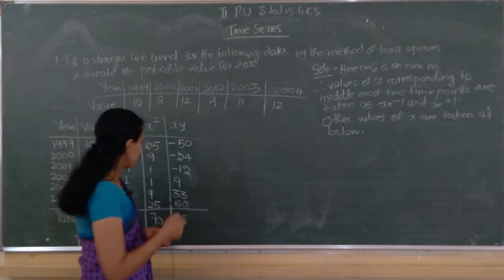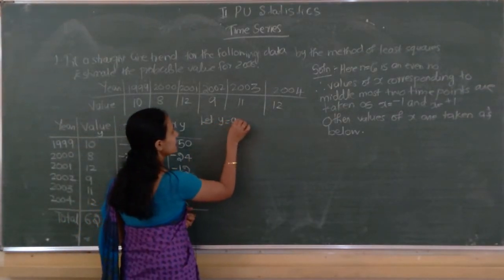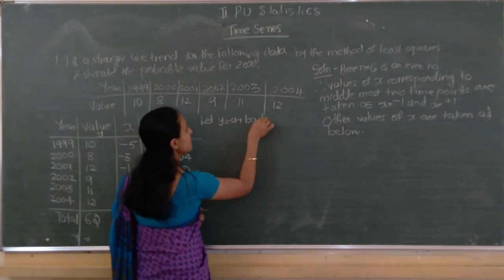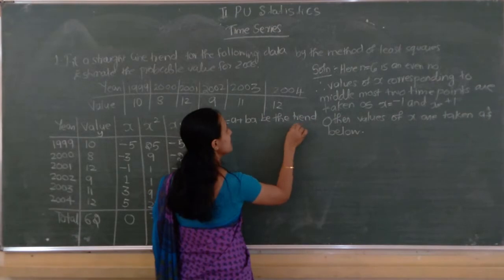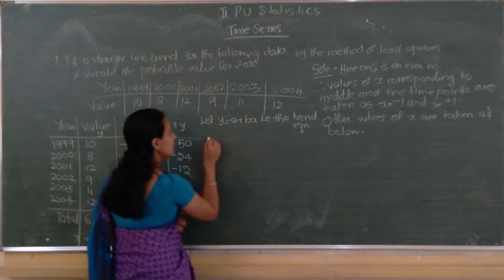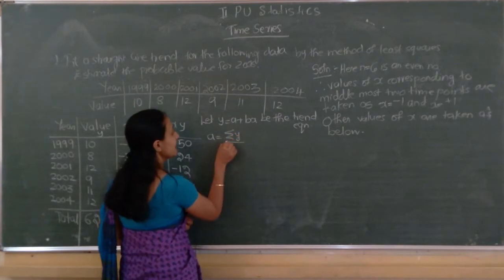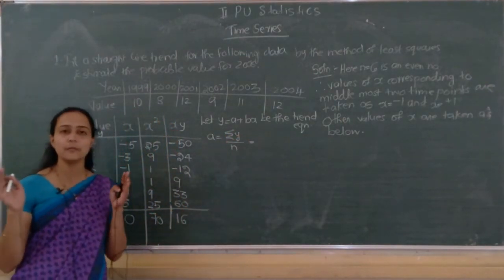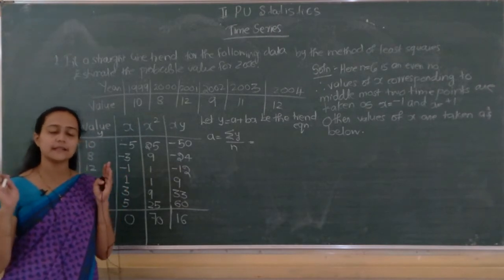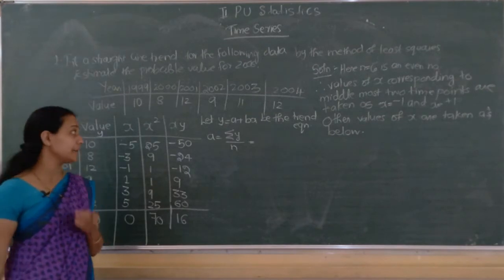Next, what is the procedure? Let y equal to a plus bx be the straight line trend equation. Then a equal to sigma y divided by n. You have to remember the formula of a and b, remember it now itself. A equal to sigma y divided by n.